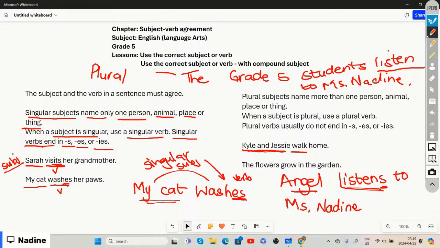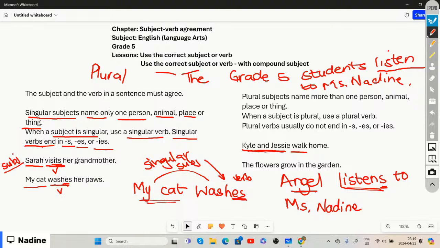If we want to make an example of Prabha, then we say Prabha talks to Matthew. Talks ends with an s. But as soon as we say Prabha and Matthew, and we want to mention that they are talking to the class, which refers to two people, then we say they talk to the grade 5s, right?